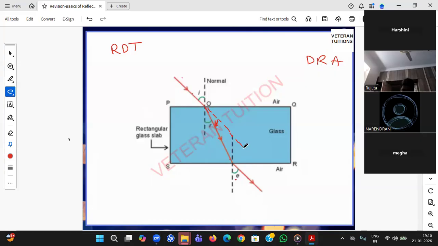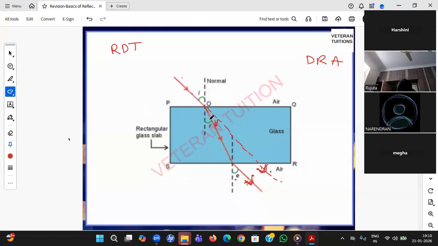So now what will the question be? If you draw the straight extended incident ray, you will observe the final emergent ray and the extended incident ray, they both are parallel. So this is what the first question will be. The final emergent ray and the initial incident ray, when you extend it, they both will be parallel.